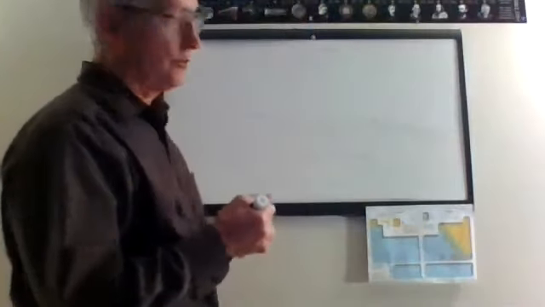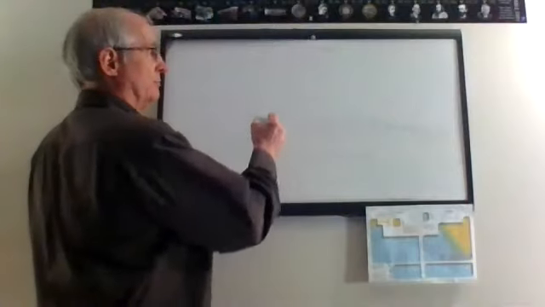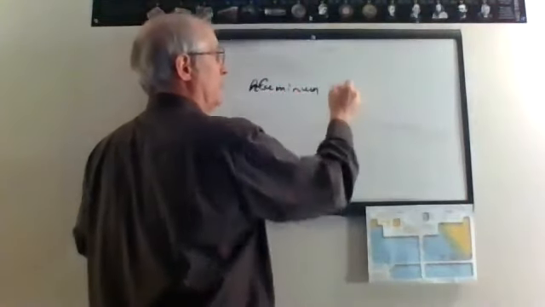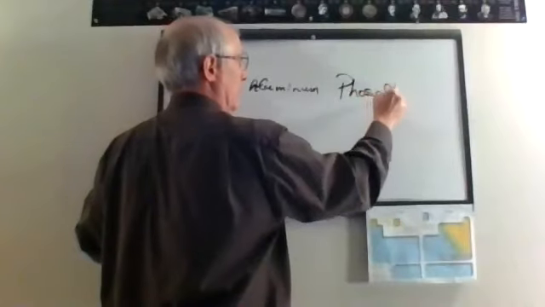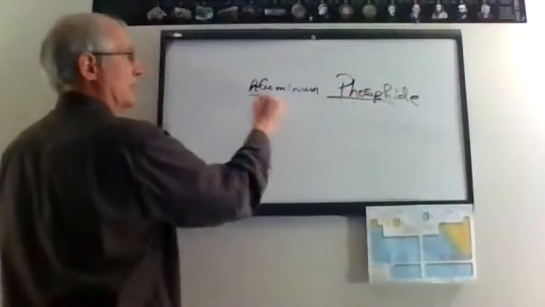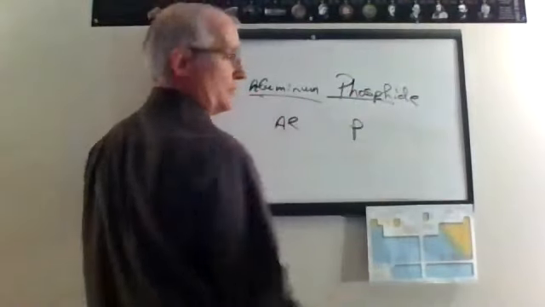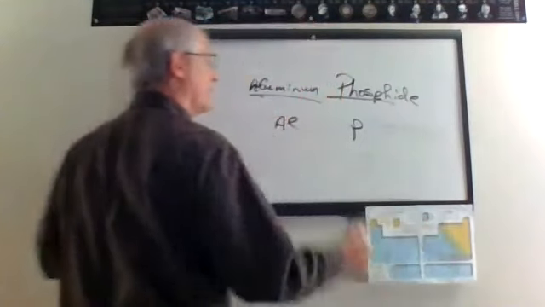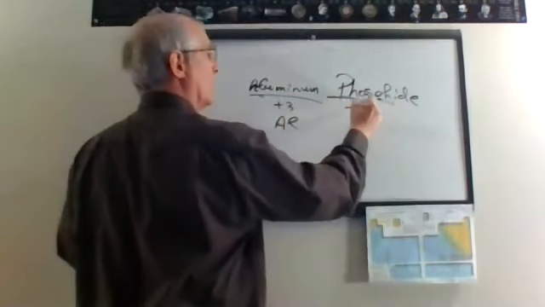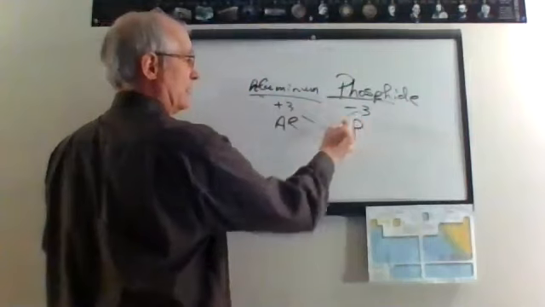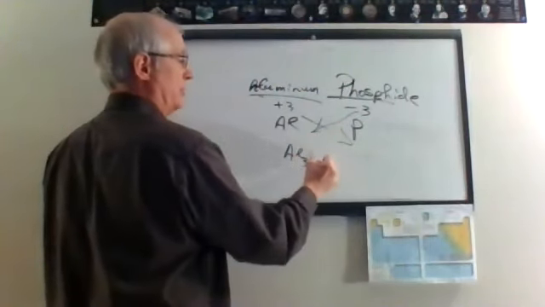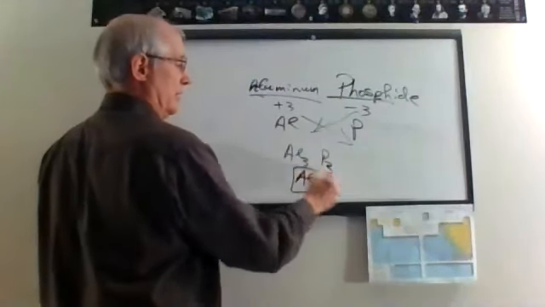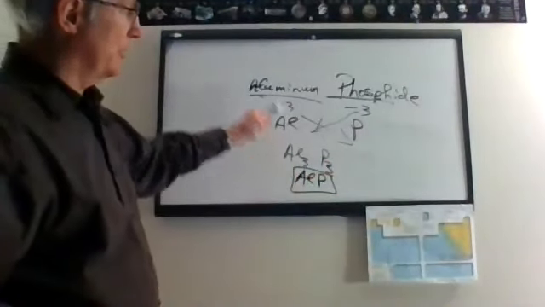Yesterday, what we talked about was writing a formula from a name. Let's practice one. Aluminum phosphide. That's phosphorus, and Al is aluminum. Phosphorus is P. Aluminum is +3. Phosphorus is -3. Crisscross that thing, and you're going to get Al3P3. But it looks like you can reduce that, so you're going to go to AlP, and that's it. That's writing a formula given a name.